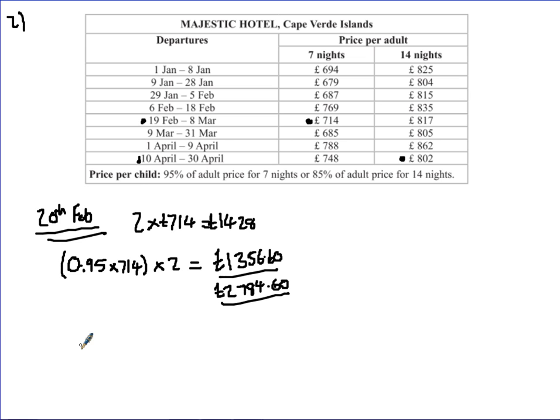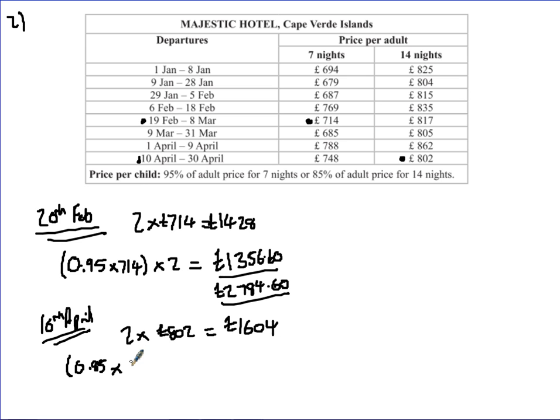And then we've got the other one, which is for 14 nights on the 10th of April. So the 10th of April one. Again, we've just got the 2 times £802, which is £1,604. And then we've got 85% of the adult price, so they're making it slightly cheaper, but it'll be more expensive overall because of the adult price in part. So 0.85 times 802, times that then by 2. So we get £1,363.40. Add those two together, and you get £2,967.40.